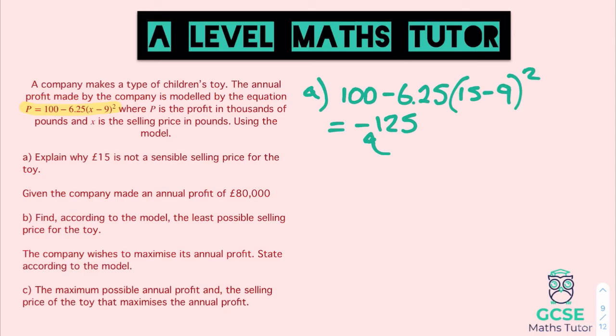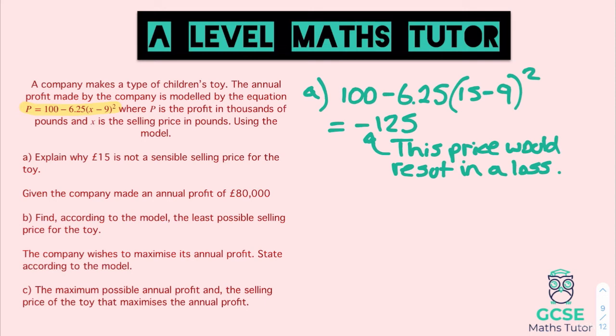Okay, so we'll just write this: price would result in a loss. There we go, and that's our answer to part A. Perfect, that's all that you'd need to say for a question like that. Moving on to the next part, it says, given that the company made an annual profit of £80,000, find according to the model the least possible selling price for the toy.